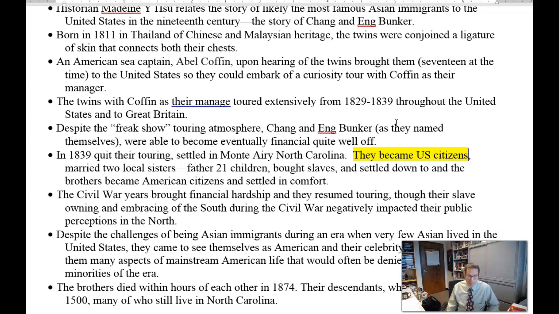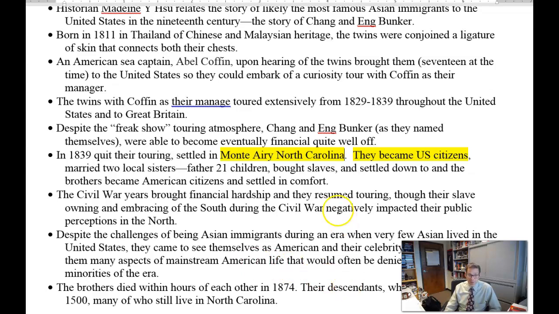So they became U.S. citizens. They married two sisters. They eventually fathered 21 children. Now, here's where it gets even more complicated. So I mentioned where they lived, right? There's Mount Airy, North Carolina, and they settled there in 1839, if you're doing your mental math. Slavery still tragically had several more full decades to go before the Civil War would ultimately end it, and then the 13th Amendment.